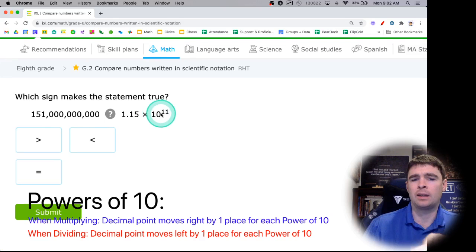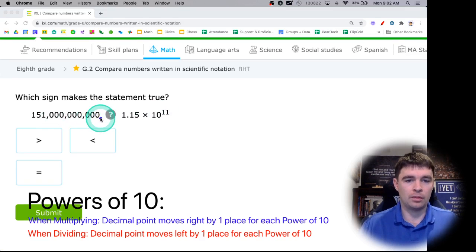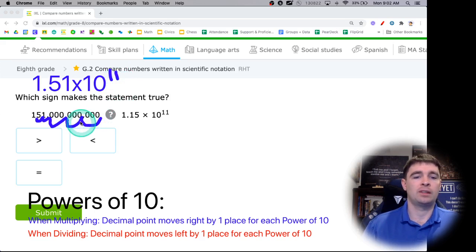This one is 10 to the power of 11, and I want to see how many powers of 10 this one would need. So I'm going to go ahead and count how many places the decimal would have to move to get to 1.51. 3 places, 6 places, 9 places, 10, 11. We could call this number here 1.51 times 10 to the power of 11. And to move the decimal 11 places to get it to 1.51.